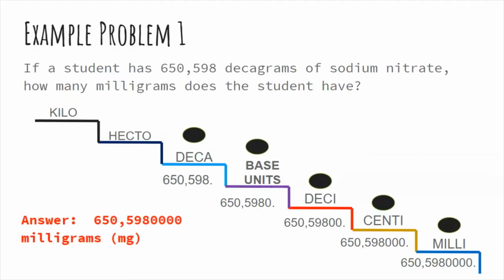So your answer is 656. Let's count. 1, 2, 3, 4, 5, 6, 7, 8, 9. So basically 6,505,098,000.